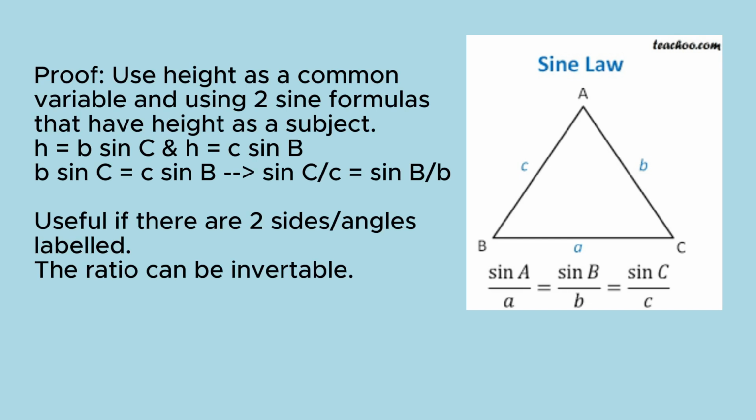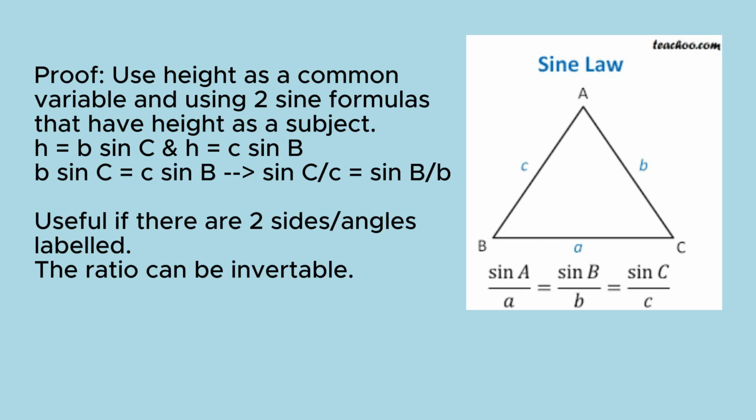Now we look into the sine law. So how do you get the sine law? You first use height as a common variable, and use two sine formulas that have height as the subject. For example, you have h equals b sine uppercase C and h equals c sine uppercase B. You combine both and then you get sine uppercase C over c equals sine uppercase B over b.